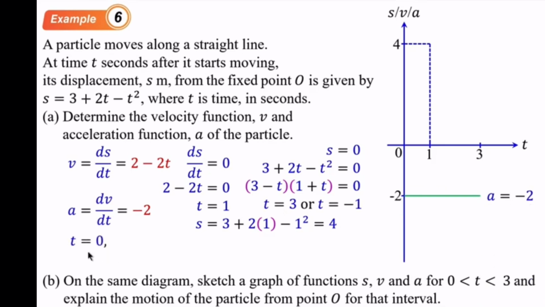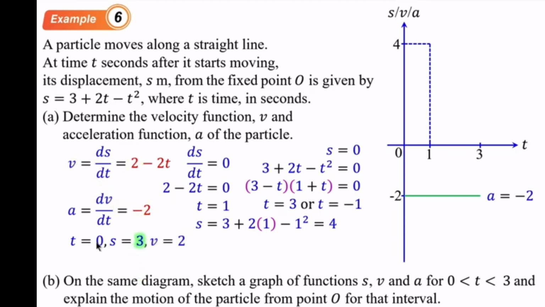And for acceleration, we'll get a straight line, which is a horizontal line, because it does not depend on the time. So acceleration is uniform, a equal to -2. So it's just a horizontal line, as I show in the green line. So a is -2.